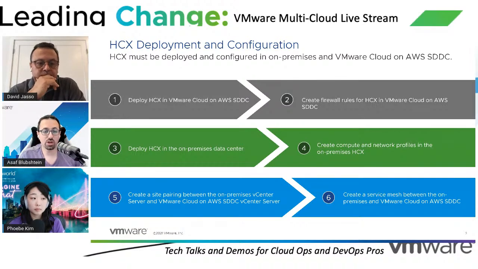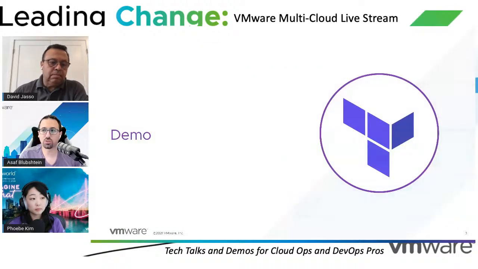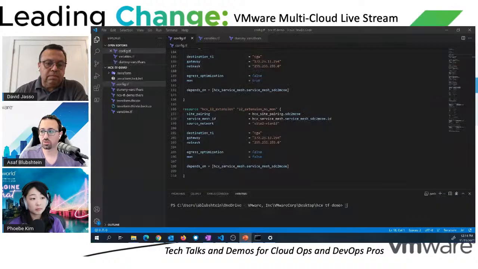Next, what we're going to automate using Terraform is creating profiles and creating that pairing between our on-prem HCX manager, which is just an OVA. So that's just following a wizard. And then create site pairing between on-prem and cloud, and then a service mesh and network extension so we can actually start migrating workloads. So with that, let's jump to the demo.